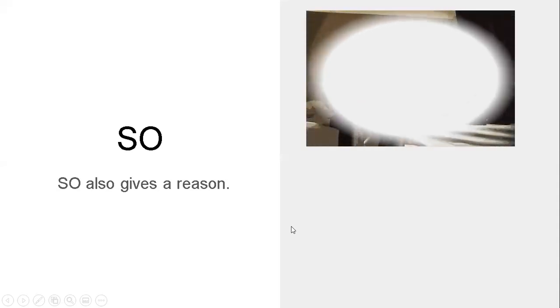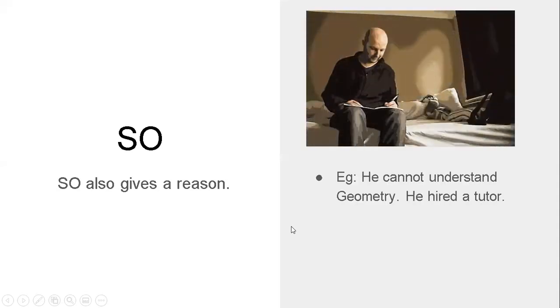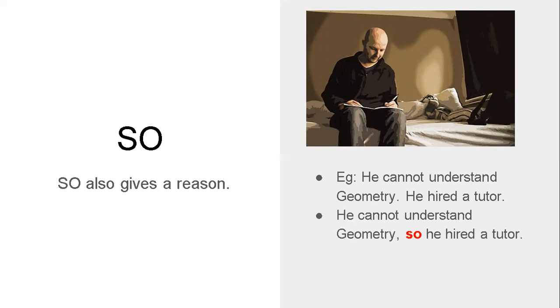So also gives a reason. He cannot understand geometry. He hired a tutor. He cannot understand geometry, so he hired a tutor. The little comma is here, don't forget that. I could have joined these sentences in a different way. I hope you got that too. He hired a tutor because he cannot understand geometry. I can also say it that way.